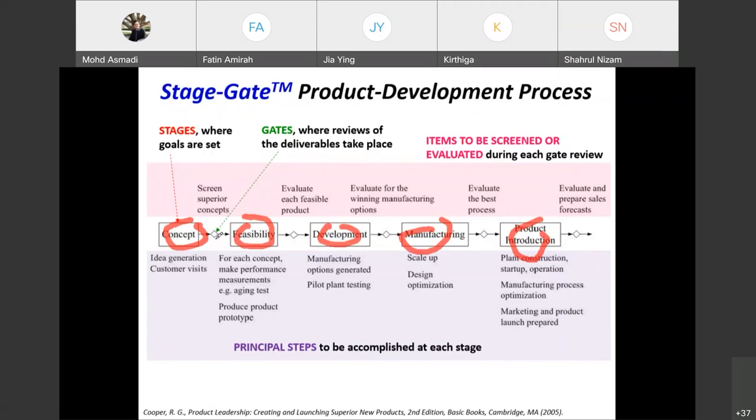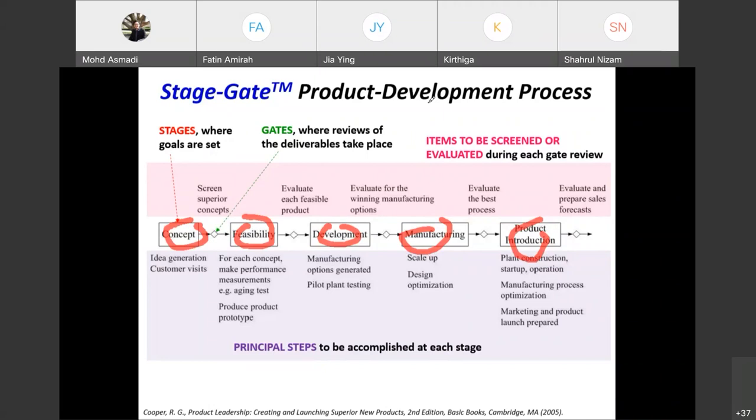So actually, the gate review can be conducted by the key stakeholders or decision makers from the legal, business, manufacturing, supply chain, and so on. Also, of course, definitely the safety teams, or the safety, environmental and health teams. That is important.